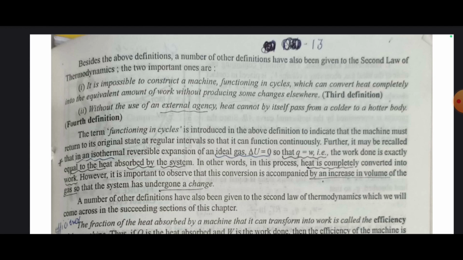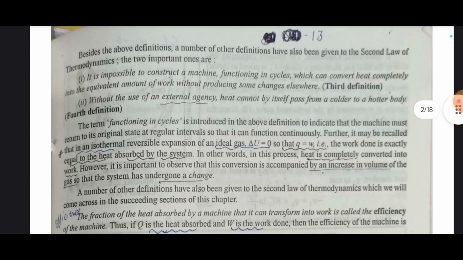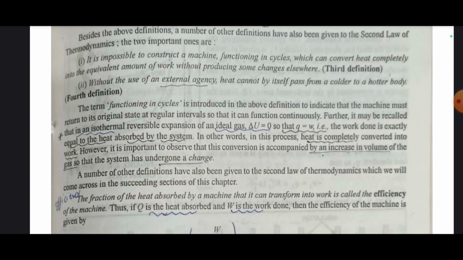Besides the above definition, a number of other definitions have also been given to the second law of thermodynamics. The two important ones are: first, it is impossible to construct a machine functioning in cycles which can convert heat completely into the equivalent amount of work without producing some changes elsewhere. Second, without the use of an external energy, heat cannot itself pass from a colder to a hotter body. The term functioning in cycles is introduced in the above definition to indicate that the machine must return to its original state at regular intervals so that it can function continuously.